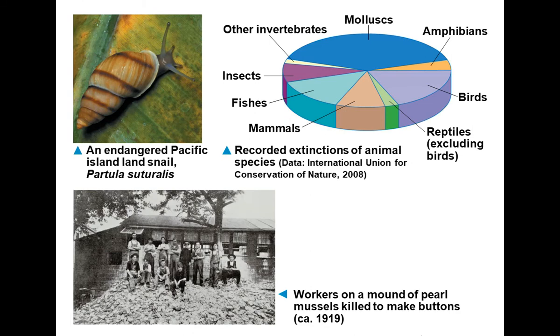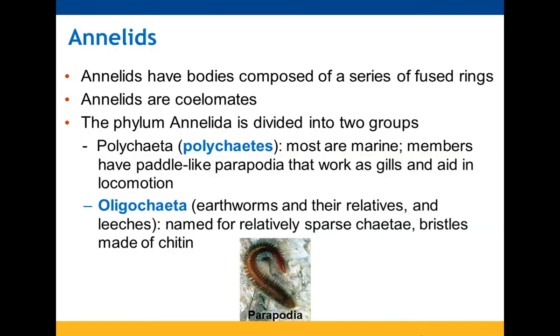So that picture, the graph, is showing you the percentage of extinctions. There's an example of one of the snails that is endangered, and then why they are going extinct, you can see in the picture below.